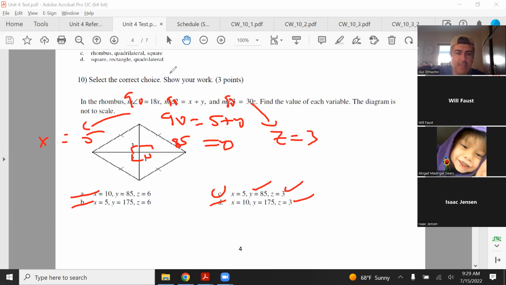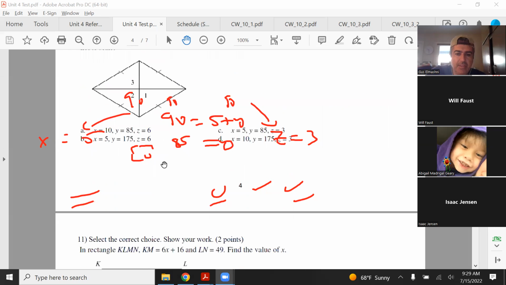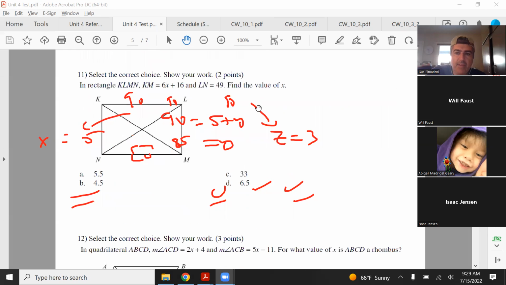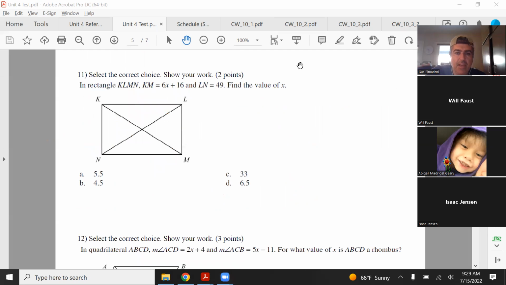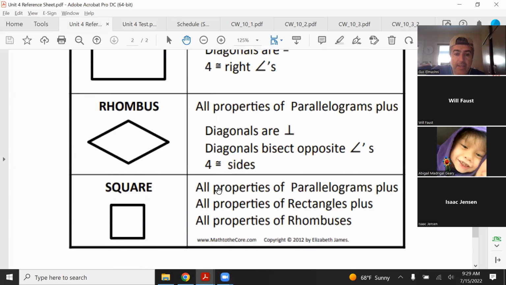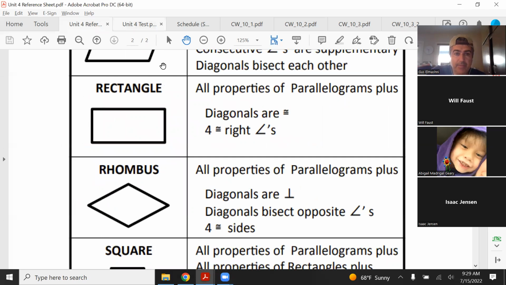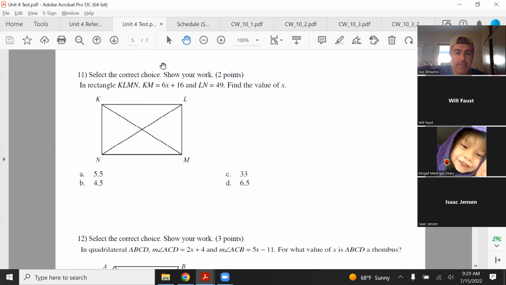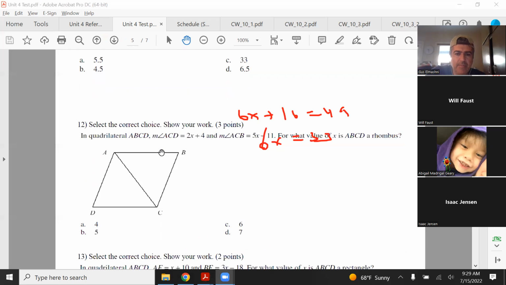So let's see. Rectangle. Diagonals are the same. You're told that in the reference sheet. Diagonals are congruent. You're told it's a rectangle. And you're given the variable expressions for each diagonal. KM's a diagonal, LN's a diagonal. Set them equal. Actually, I think this one's fine. I think everyone got this one right. I don't think this is an issue. So 6x equals 33, you should get 5.5, so that's easy.